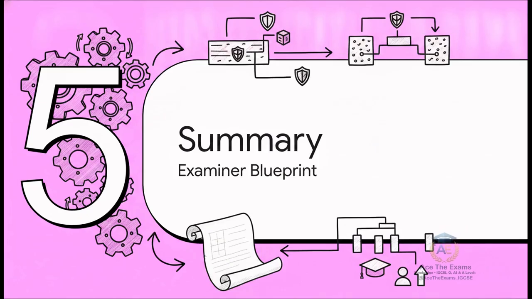We have reached the final movement. Let's recap the complete computer science answering system. There are 3 golden rules that guarantee top marks. Rule 1: Command word decoding. Always know if you are describing, explaining, or evaluating. Rule 2: PEEL framework application. Point, evidence, explanation, link. It forces your answer into perfect harmony.